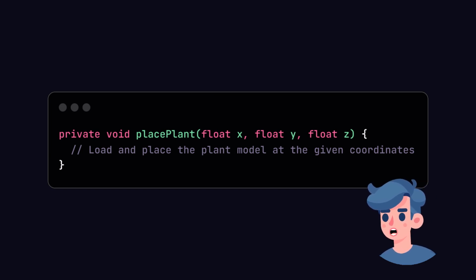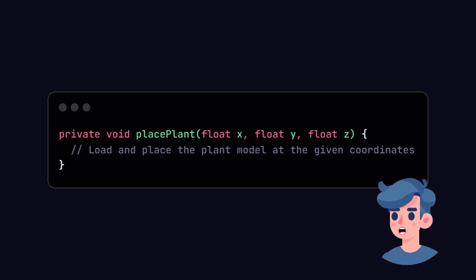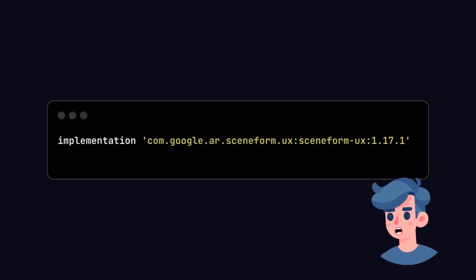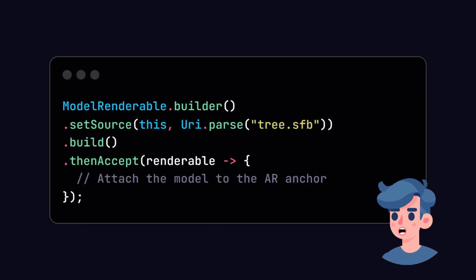You can download 3D models of plants from sites like Sketchfab or create your own using modeling software. To load a 3D model, we'll use external libraries like Rajawali or Sceneform. For this example, let's assume we are using Sceneform. Make sure to include its dependencies in your build.gradle file. Now, let's add the model loading logic in our placePlant method. We'll load the model from the assets folder of the project.